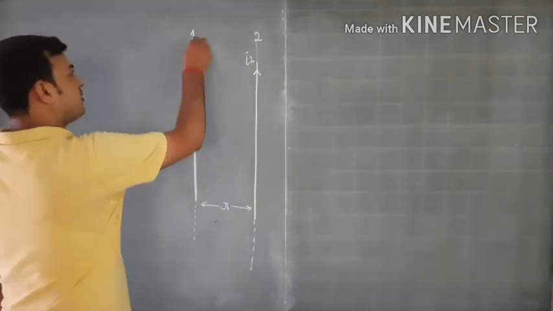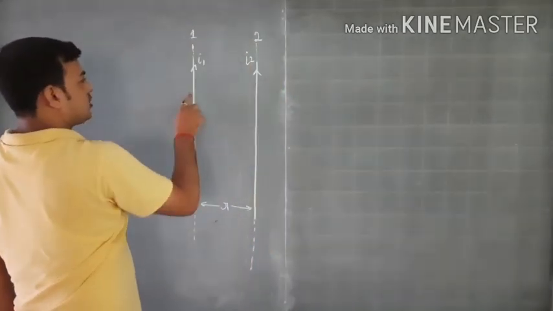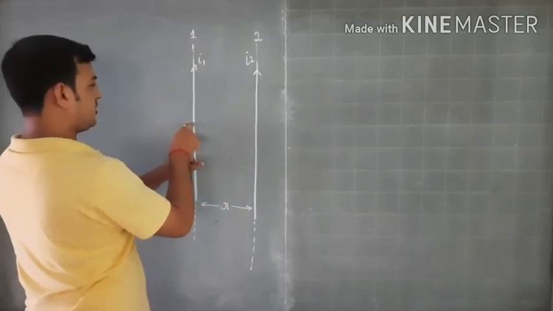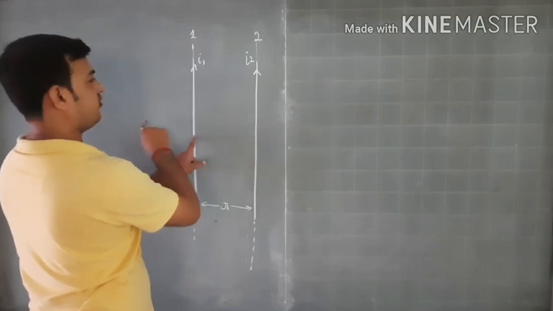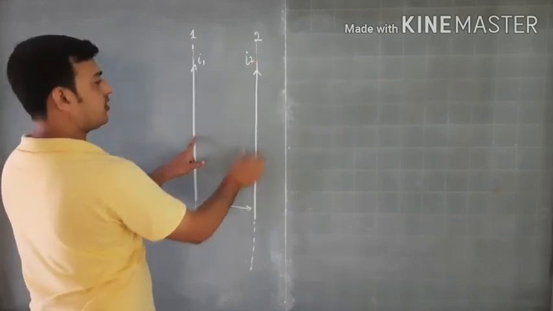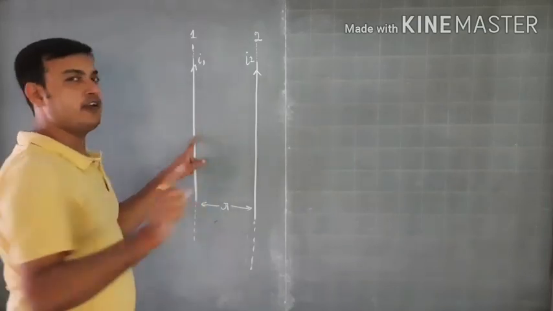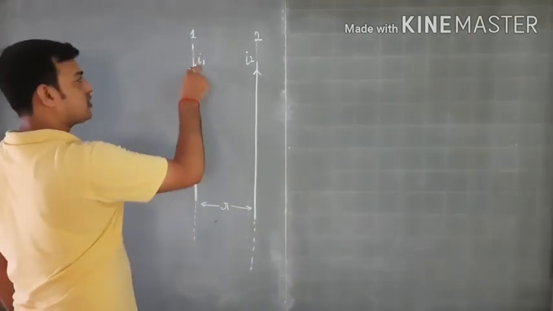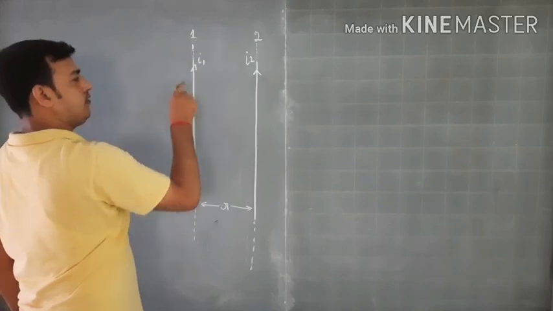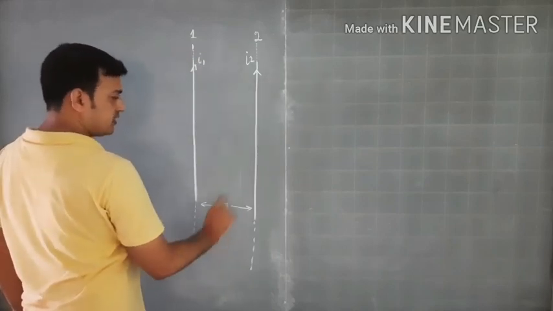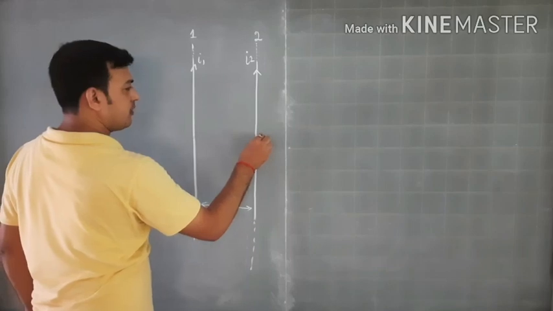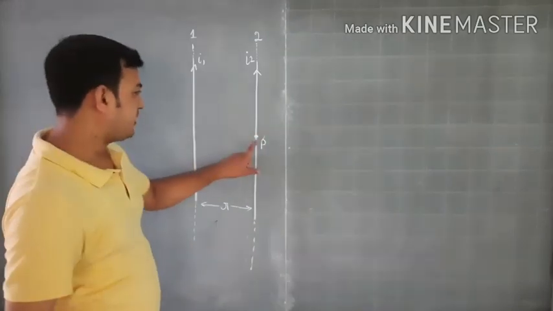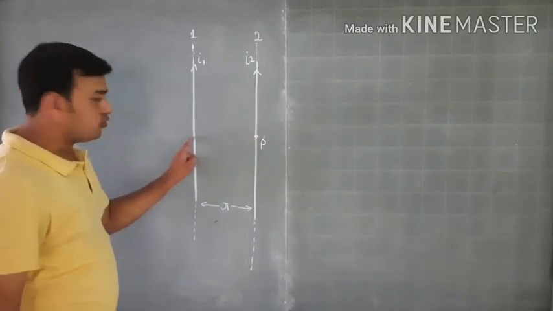Now consider the first wire first. This wire will produce a magnetic field around it, and when the first wire produces the magnetic field, my second wire will be in the magnetic field of the first wire. So first of all, I will find out the direction of the magnetic field of this wire at a distance of r. Consider that this is my point P on this wire, and we need to find the magnetic field at this point due to this wire.